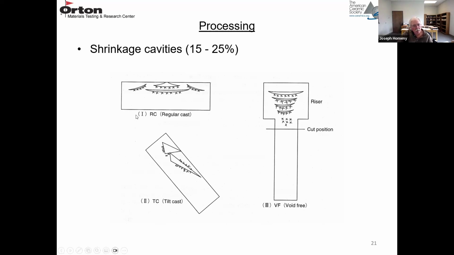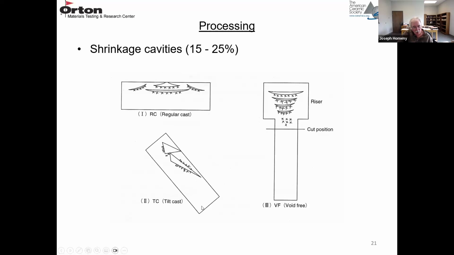This first one, number one, is a regular cast. So this is a large block. It's cast from the top, and the cooling voids end up near the top. So when you go to use this material, if it's lining the sidewalls of a glass tank, the bottom surface would be the one you would put in contact with the molten glass. So that would be the hot face. Where the voids are, that would be the cold face.